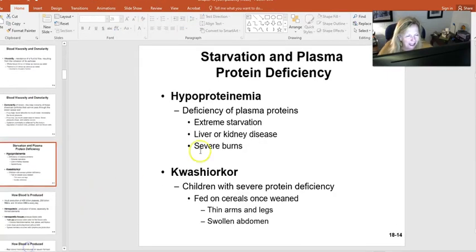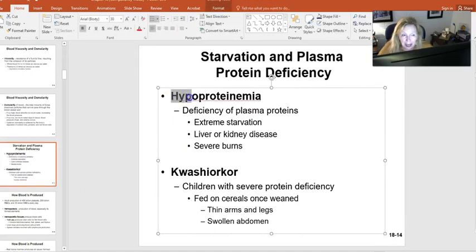So if somebody is hypoproteinemic, hypo means low, protein obviously means this organic molecule we call protein made of monomers, amino acids. Emia as a suffix always means in the bloodstream. So low protein in the bloodstream. This can happen because of starvation or just poor diets, malnutrition. It can happen because of liver and/or kidney disease as well.